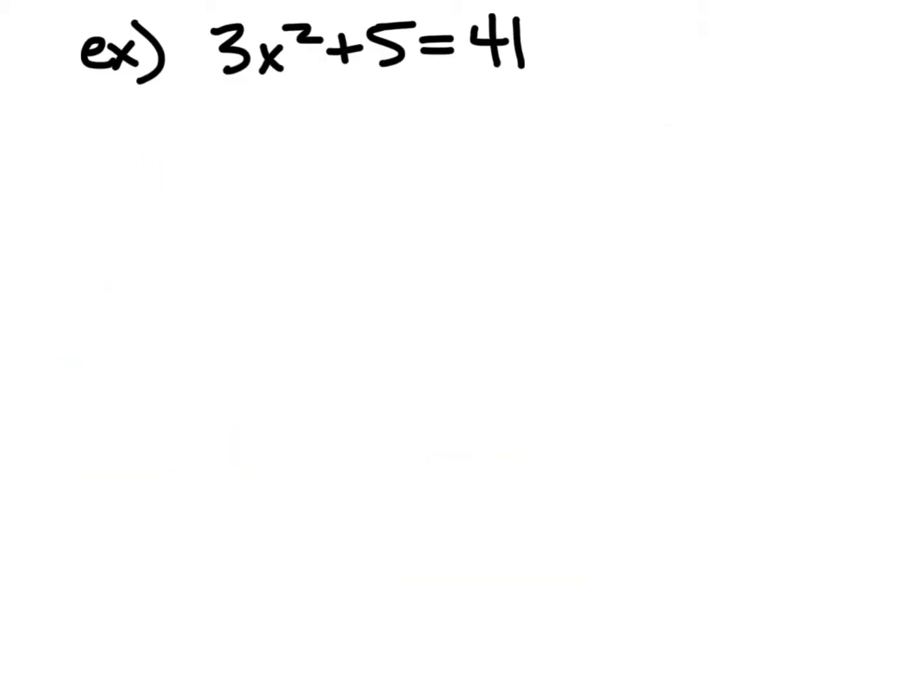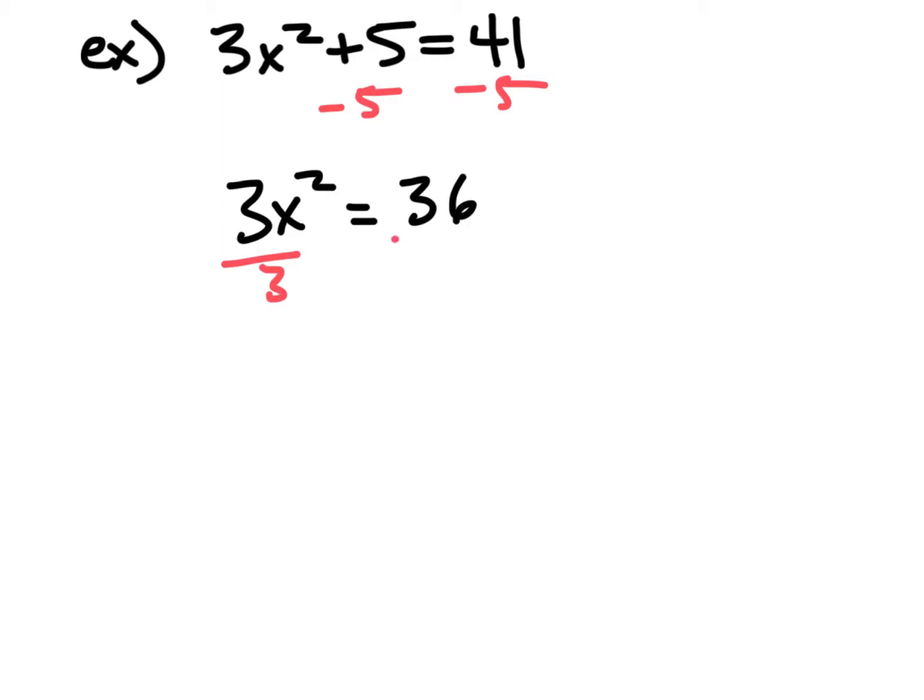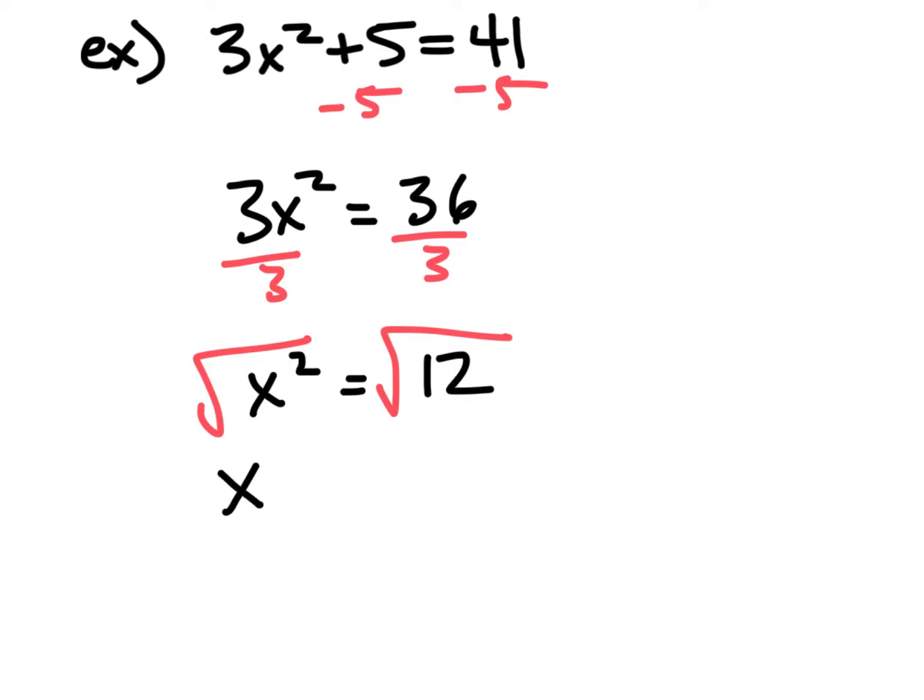Alright, so let's try an example where maybe the answer isn't as easy as plus and minus 2. We're going to go through the same steps as just solving an equation. It's just instead of an x term, we have an x squared. So I'm going to subtract 5 from each side to get 3x squared equals 36. Trying to isolate that x squared term, I divide each side by 3. So x squared equals 12. Now that I've got just an x squared term, I can take the square root of each side. So I have x equals plus or minus the square root of 12.